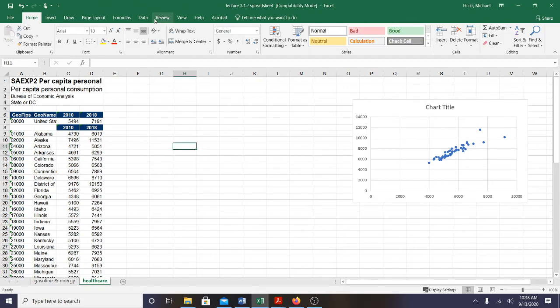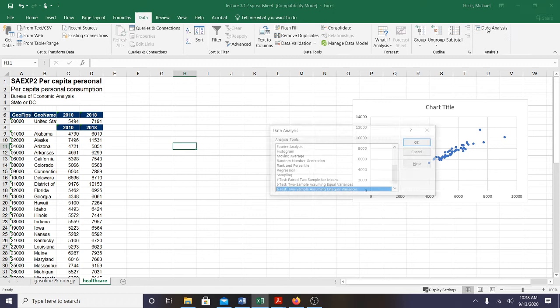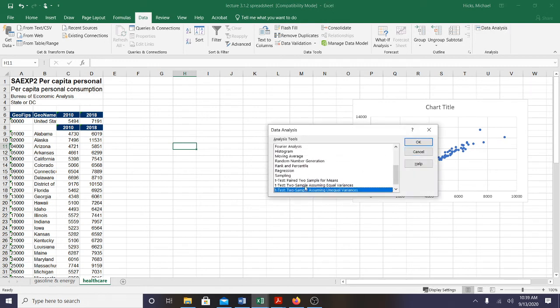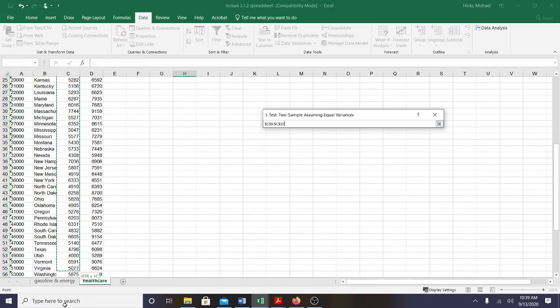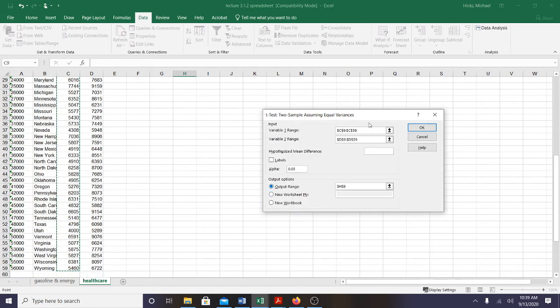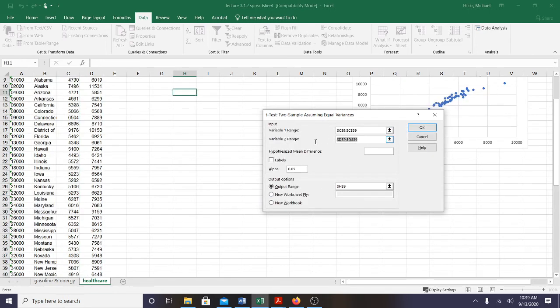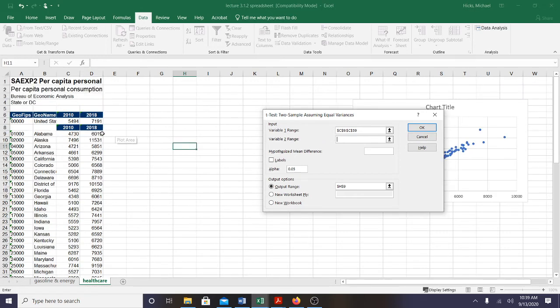So let's go to our data and data analysis tool. All right, let's do the equal variance assumption again in a two-tailed sample. Right, and the reason I picked 2010 was because that was the year the Affordable Care Act was passed. 2018 is the most recent data we have in per capita expenditures. So let's pick these samples first. There's 2010, 50 states and the District of Columbia. Let's do 2018.